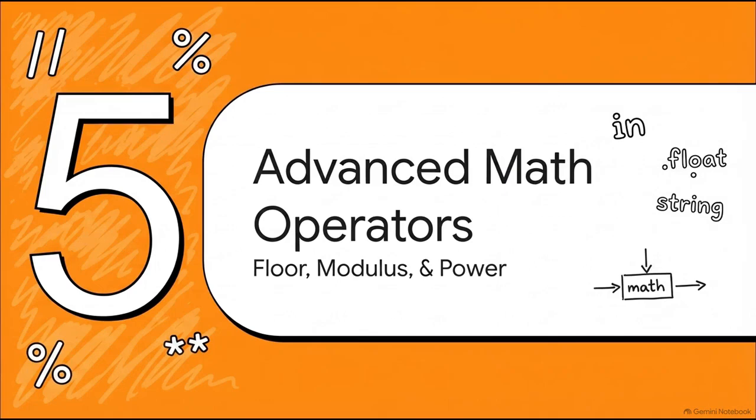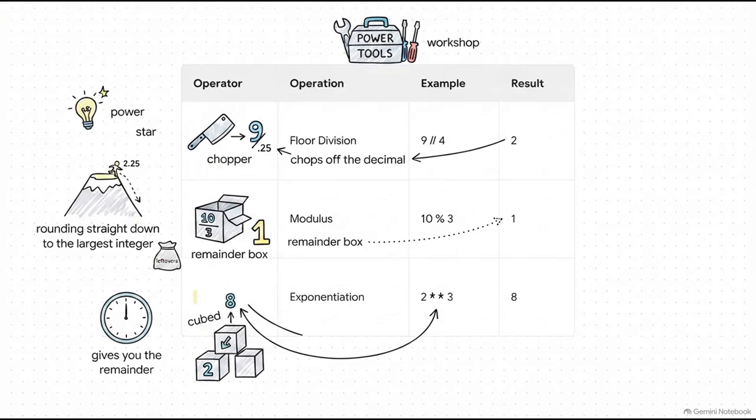Bringing us to Section 5, Advanced Mathematical Operators. So standard division leaves us with floats. But what if we really just don't want a decimal? That's where we reach for the power tools in the Python workshop, advanced operators. We've got the double slash for floor division, the percent sign for modulus, and the double star for exponentiation. Exponentiation is easy. It simply raises a base to a power. So 2 double star 3 is 2 cubed, which is 8.